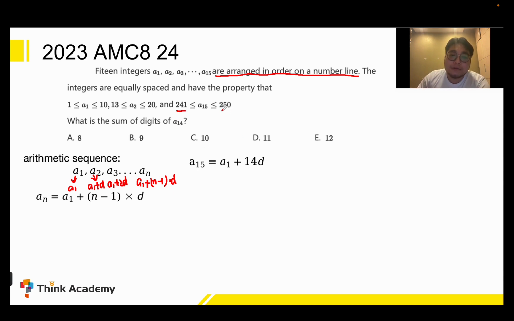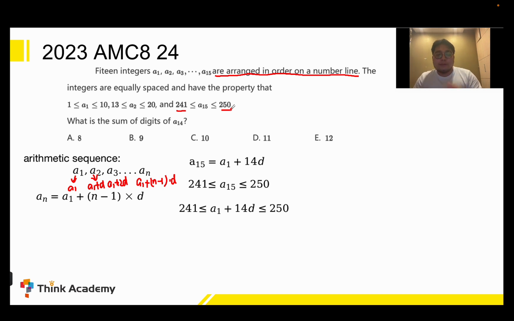We know a15 is in the range of 241 and 250. So let's replace a15 by a1 plus 14d. a1 plus 14d is in the range of 241 to 250. Let's do an estimated calculation. Because a1 is bigger than 1 and smaller than 10, maybe we can just assume a1 equals 0 because 0 is very close. So we can find which range d should be in.